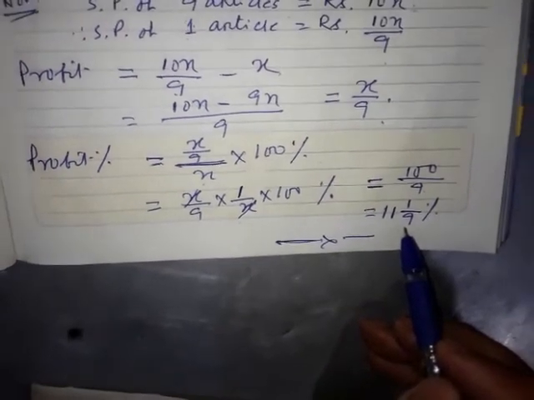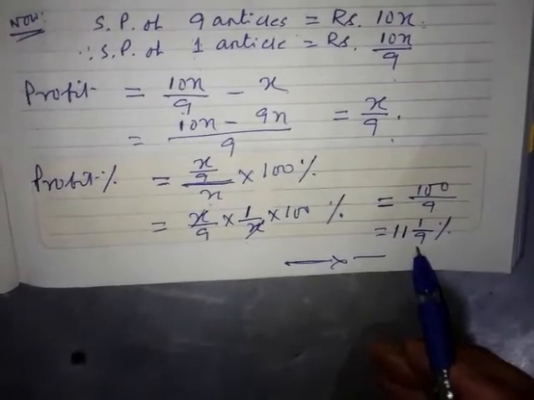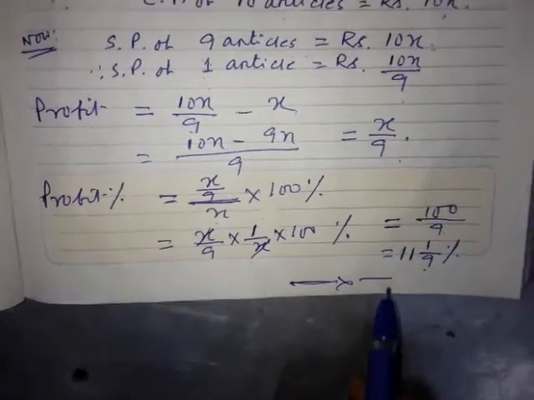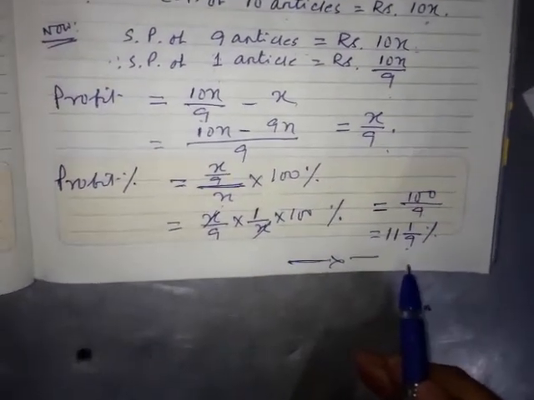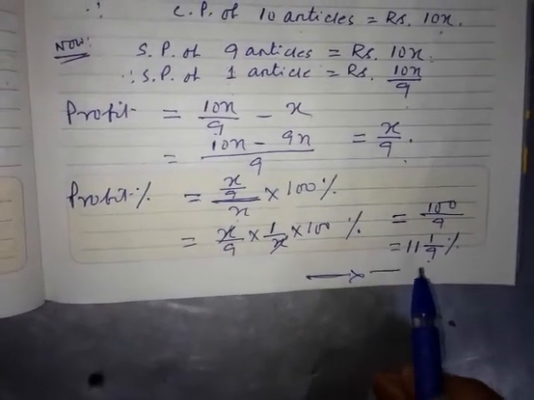So these are the 4 different types of problems I discussed with you today. I hope I made it very clear. Again, I want to tell you, if you have any doubt, any kind of queries, you can phone me and clear your doubts. Tomorrow, I'll discuss questions based on discount.